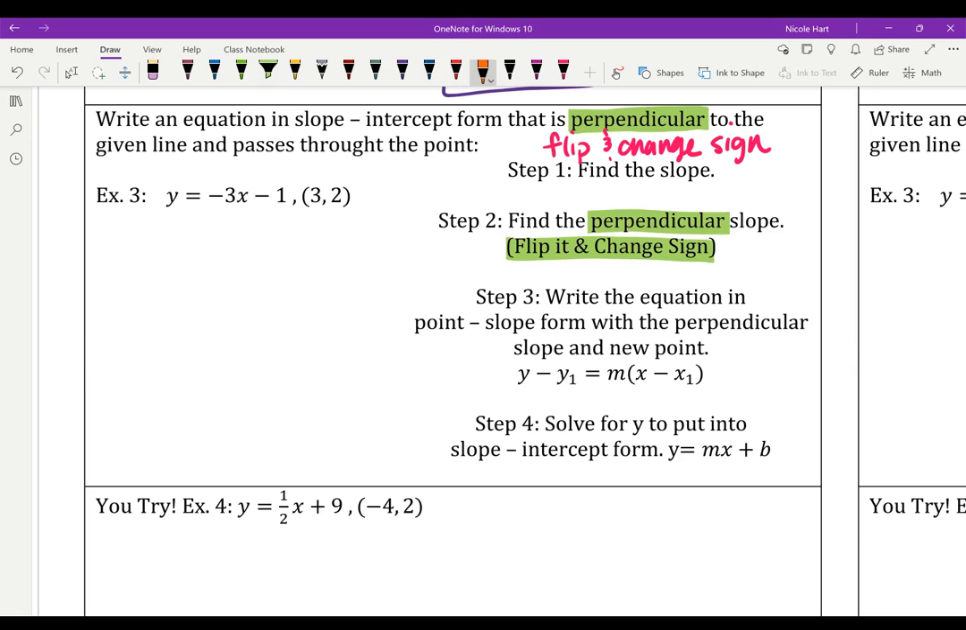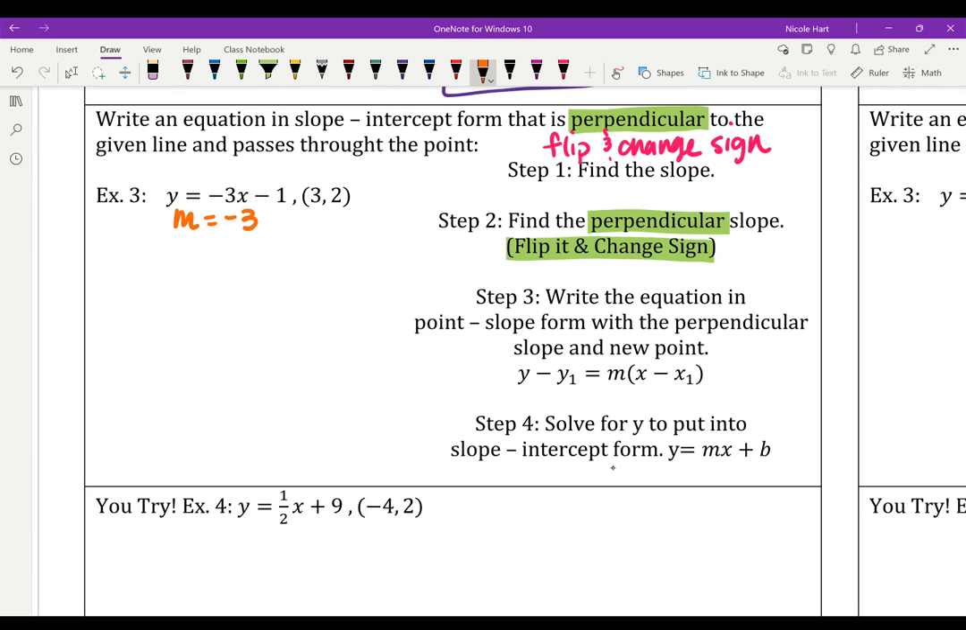So our first step is going to be to find the slope of our given equation. We are given y equals negative 3x minus 1. So that means our starting slope is negative 3. Then I want to find the perpendicular slope.